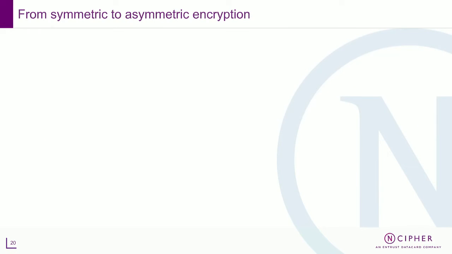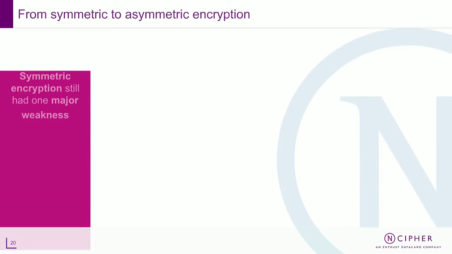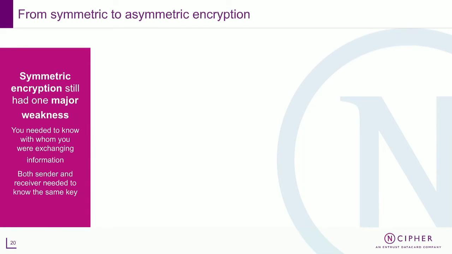So from symmetric encryption to asymmetric encryption. Now remember, with symmetric encryption, the key used to encrypt the data is the same key that's used to decrypt the data. The problem with this is it has one major weakness. With symmetric encryption, you need to have a formal relationship with the person at the other end. If you wanted to send an encrypted message to somebody you didn't know, you couldn't do it. You'd have to notify them in advance. Asymmetric encryption fixes that problem.